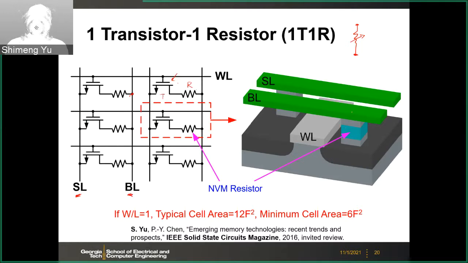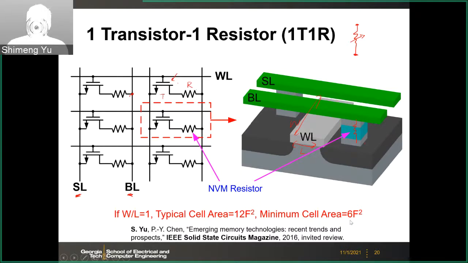If you look at this cartoon figure, it's something like this, right? So the word line is the gate of the transistor, and those memories are integrated to the drain contact. You have this resistor here on the drain contact. Because it's a two-terminal device, you can vertically stack like 3 layers at the drain contact. And if the W over L of the transistor, this is your W, this is your L, is 1, then the typical cell area can be like 12F squared, and the minimum cell area can be 6F squared.